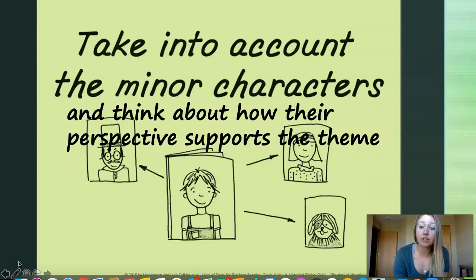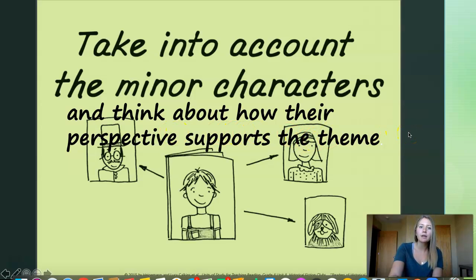Make sure you've listened to my read aloud of Number the Stars for today because it goes with this lesson. So it's important that you have watched that for it to make sense. Our learning target today is to take into account the minor characters in our story. I added some text here that I thought was important. We're taking them into account because we want to think about how their perspective supports the theme of our book.